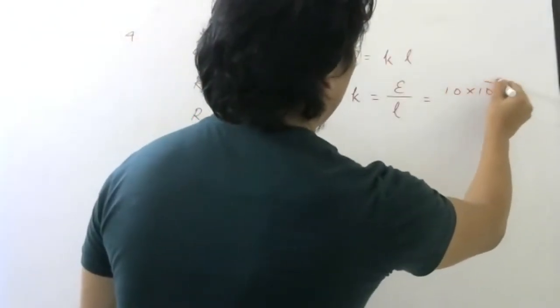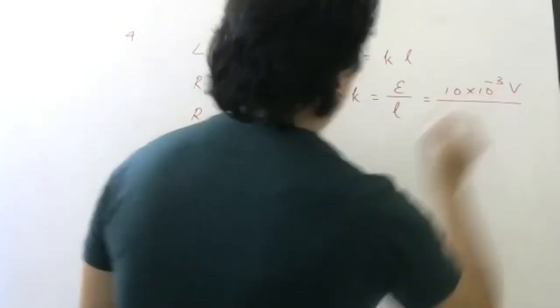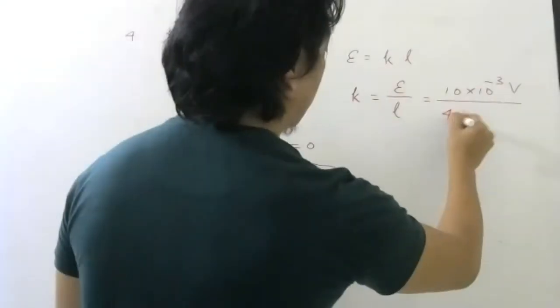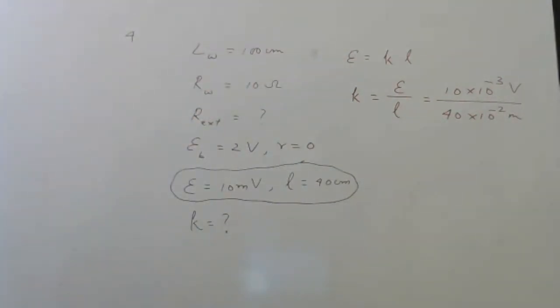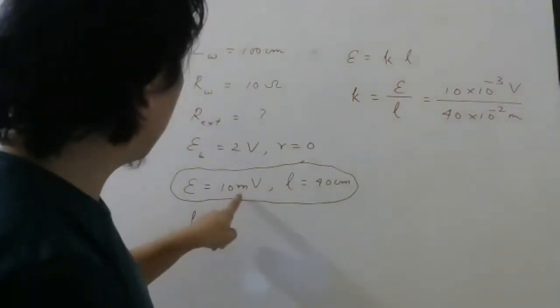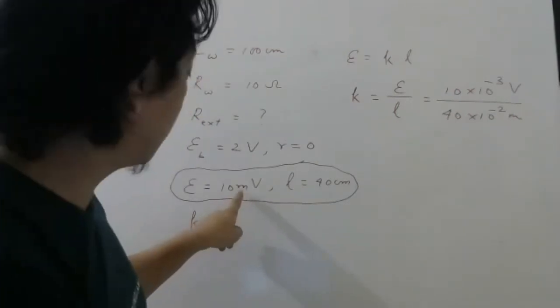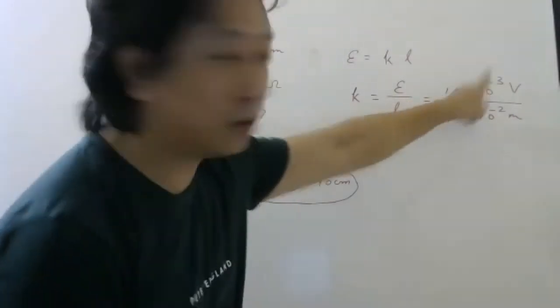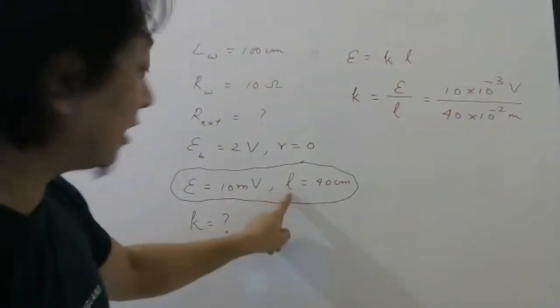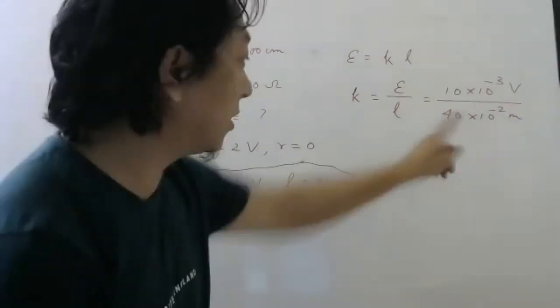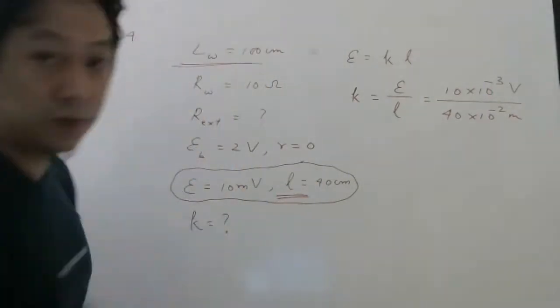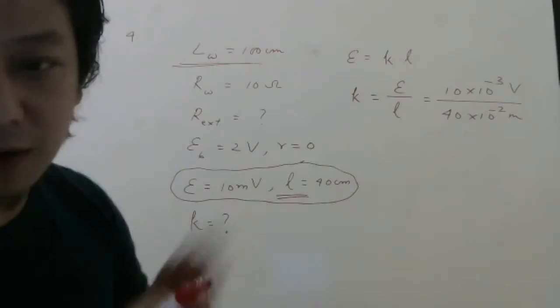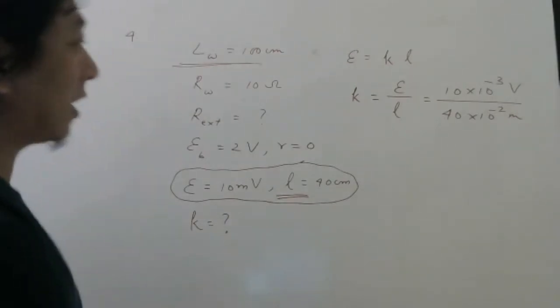EMF is 10 millivolt, so 10 into 10 power minus 3 volt. And 40 centimeter means 40 into 10 power minus 2 meter. I am converting to SI units. The EMF that is measured is 10 millivolt, and the balance length is 40 centimeter. Don't get confused between the length of the wire and the balance length. If you draw the diagram, I hope you remember. I will not draw again, I have already done it.